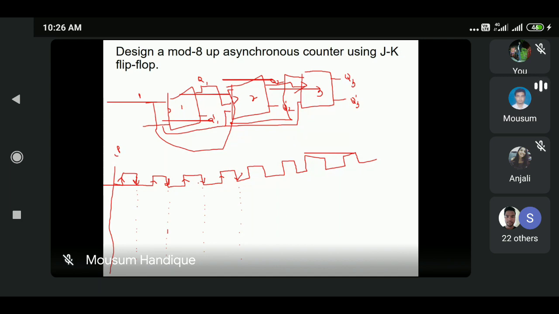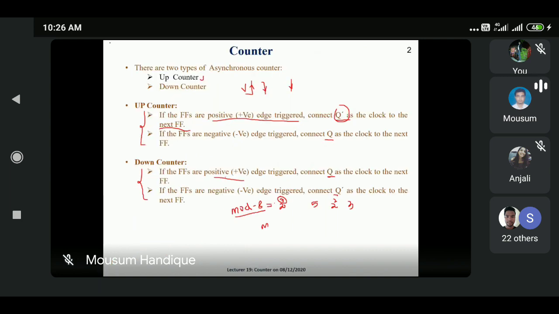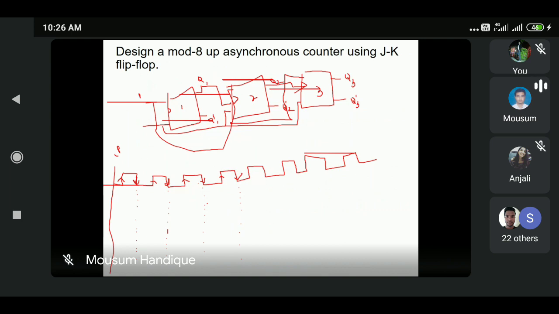Suppose the question is asking for a down counter with positive edge trigger. What happens then? We can connect Q as the clock to the next flip-flop. If it is a down counter with negative edge trigger, then Q bar is the clock of the next flip-flop. You can draw the diagram this way, and after that you can design the circuit.